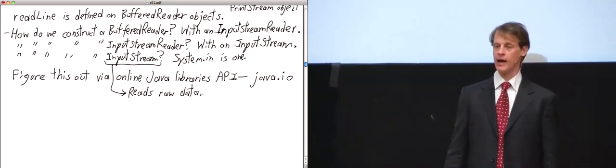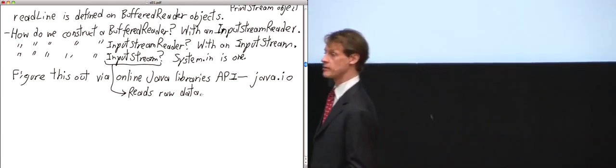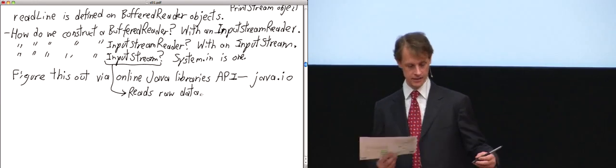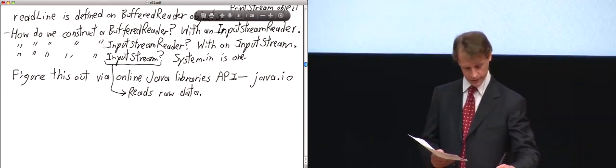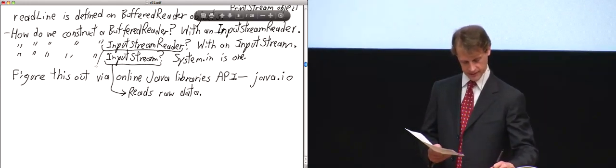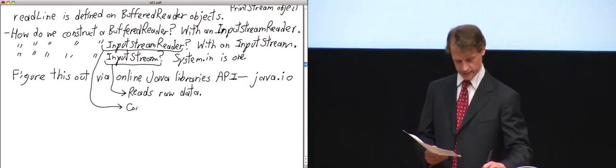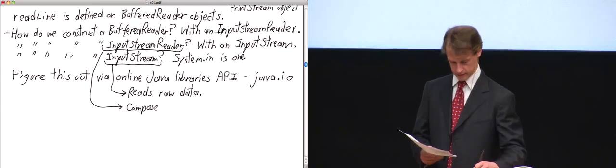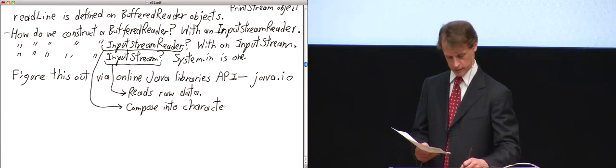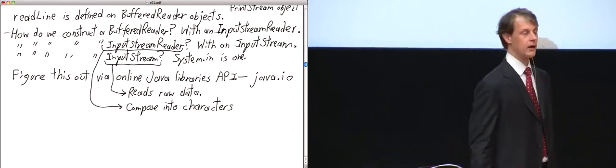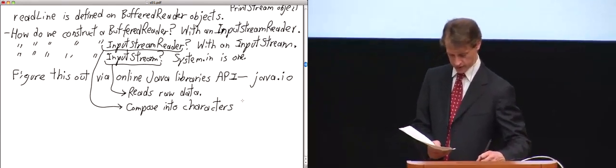So it's got raw data, but it doesn't know how to format that data. We need a different kind of object that knows how to format those bits and turn them into characters and lines. An input stream reader is the next level of our hierarchy, and its job is to compose the raw data into characters. And by the way, characters in Java are 2 bytes long. They're generally 2-byte Unicode characters.